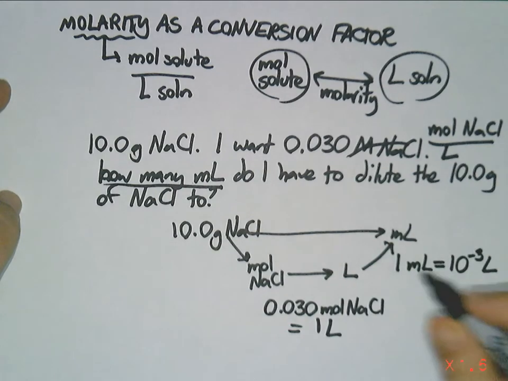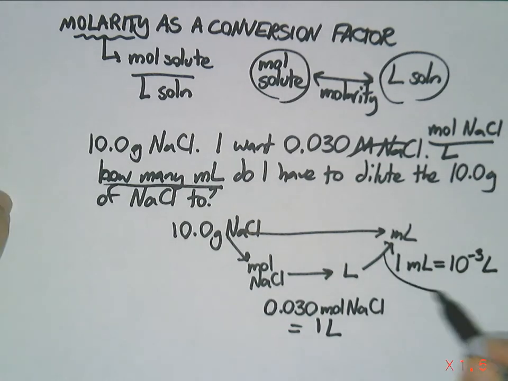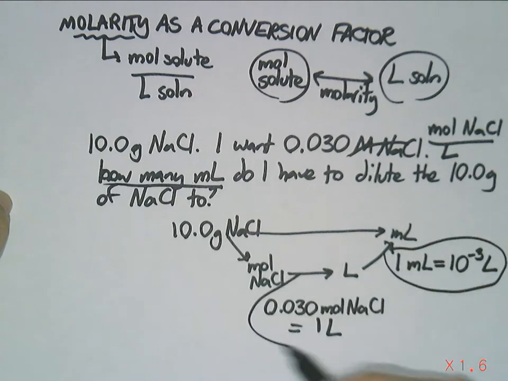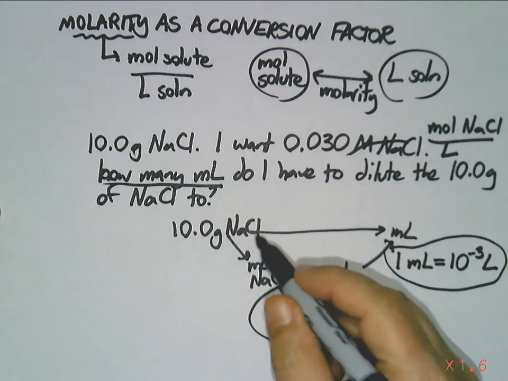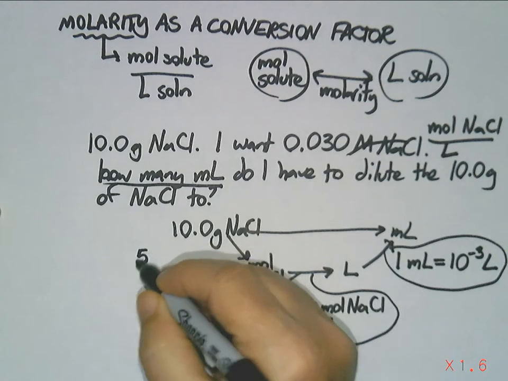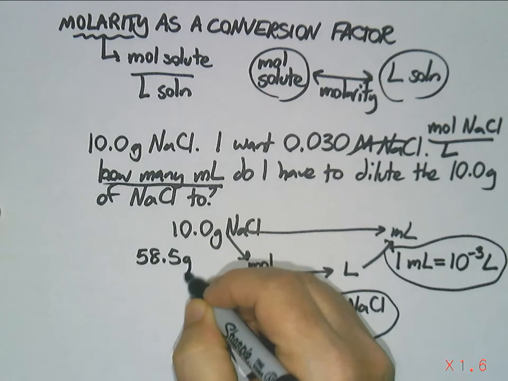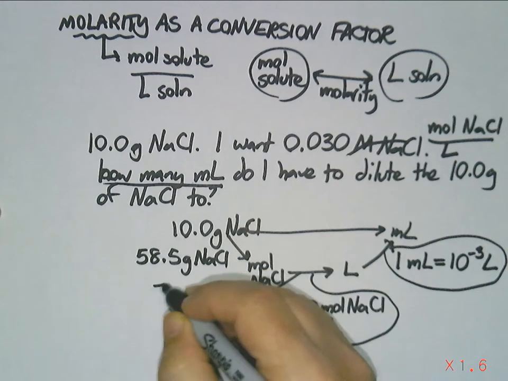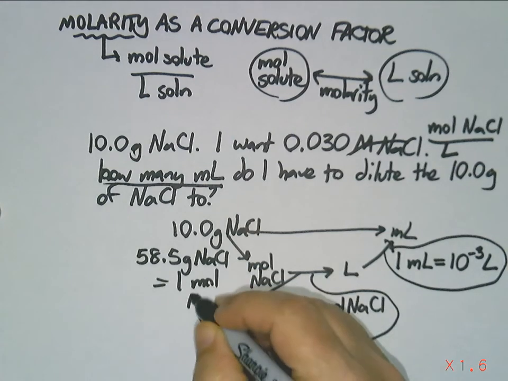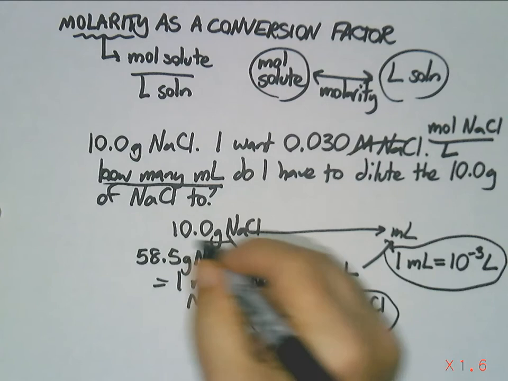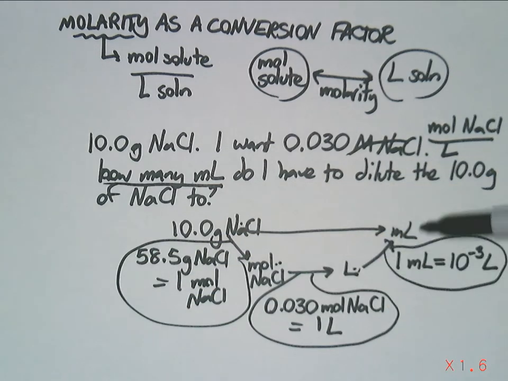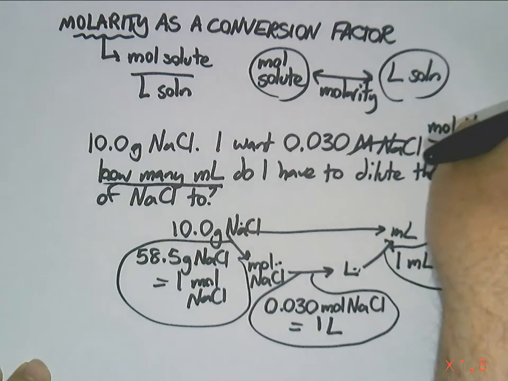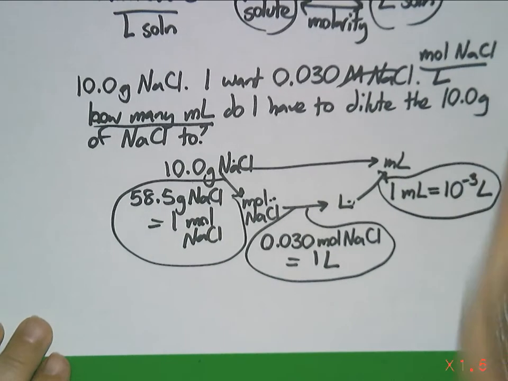We know our prefixes. Milli means 10 to the minus 3. And to go from grams to moles, I always need a molar mass. So I'm going to need the molar mass of this, and it's roughly 58.5 grams of NaCl in 1 mole of NaCl. So now I have my 3 conversion factors. I can go from this to this, this to this, this to this, and get it done. So let's set up the problem.